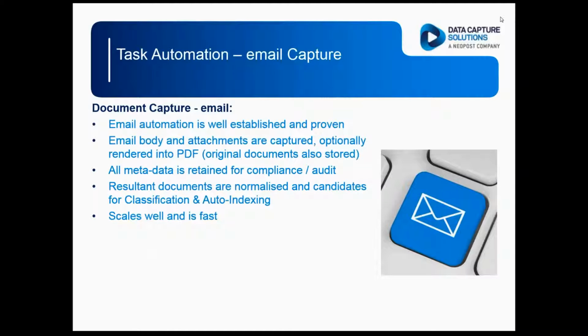They're good candidates for classification and auto-indexing. They very often have never seen paper, although, of course, this category of inbound documents could be paper that's been scanned by the client and then scanned to email. It scales very well and is very fast. So Kofax and DCS have a number of customers who are monitoring over 2 million emails per annum. It takes very little time to classify and auto-index documents, attachments and inbound documents.